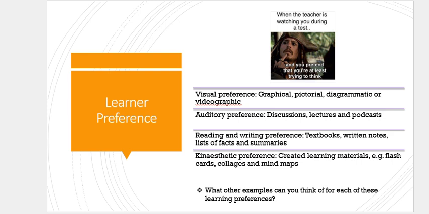Your reading preferences, these are the students who want to read it all. They read through the manual first. So these are the students who like textbooks, they like written notes, they'll list facts. Then you have your auditory preferences, and these are the learners that listen to you in class. They don't take notes, they don't do anything, they just listen to you. So sometimes you may see a learner who's not really taking very many notes, but they're listening intently. They are probably an audio learner.